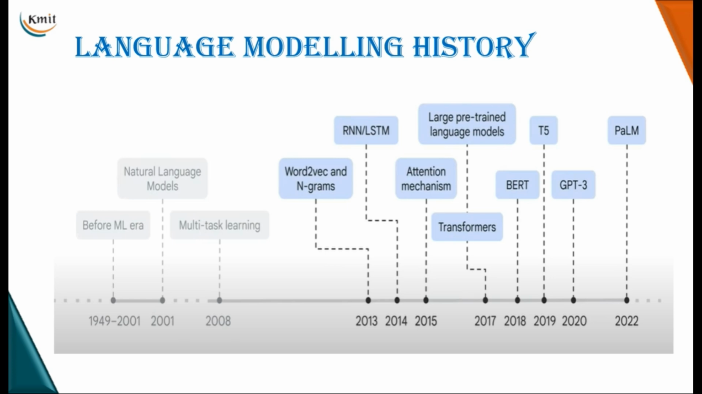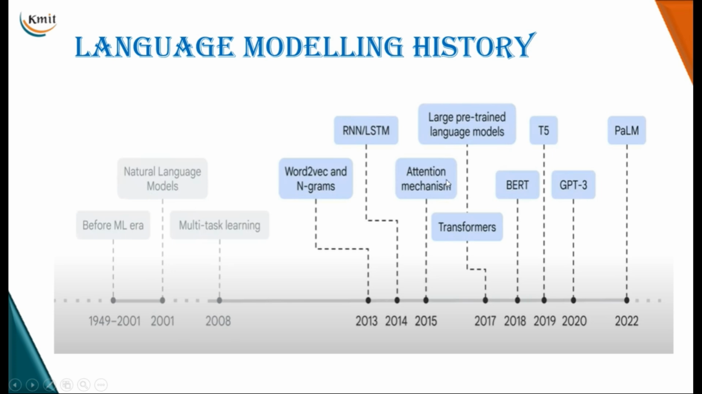Language modeling started in 1949, before even the ML era came into existence. After that, we have so many natural models coming into picture in the 20th century with multitask learning, and then with the evolution of natural language processing, we have seen how word2vec and n-grams came into picture, and then we have seen how we process natural language text using neural networks, specifically using RNNs, LSTMs, and GRUs. After that, we have seen the disadvantages of the sequence to sequence model, and how we overcome the disadvantage with the attention mechanism.